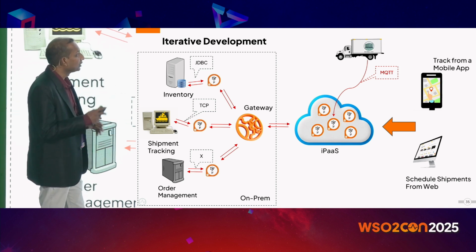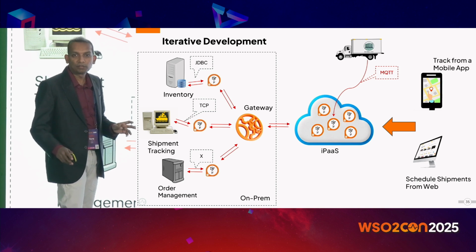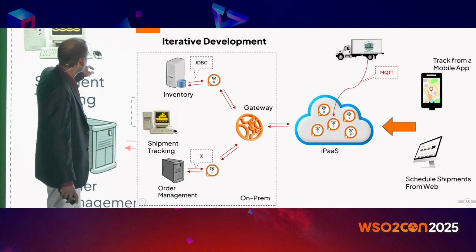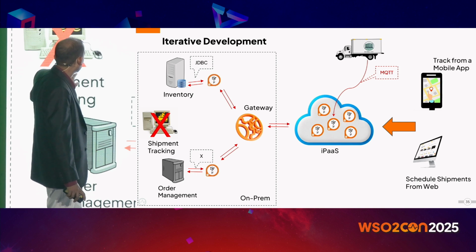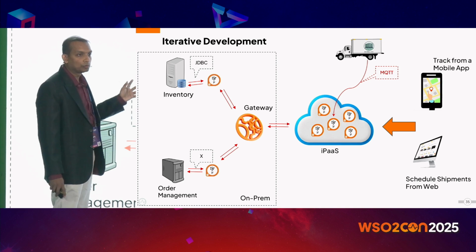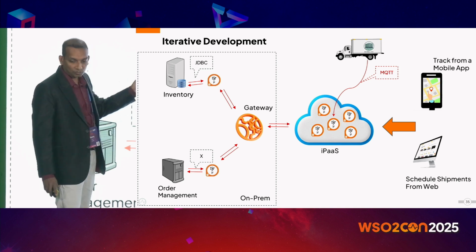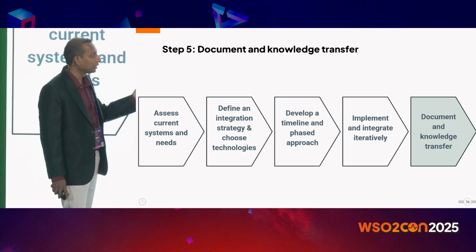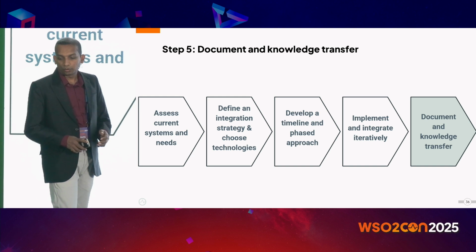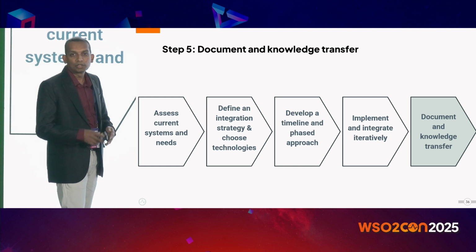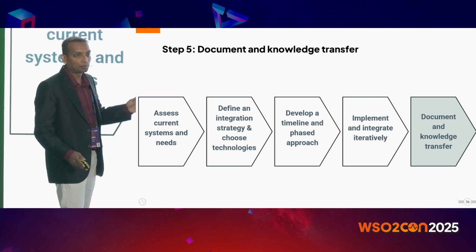Now we can keep these two systems running for some time and do all the testing. And finally, we can decide to get rid of the existing tracking system. Right, so we can remove it from the gateway, and we can remove all the services. And finally, we can get rid of the legacy system as well. So that is how we do a phased approach when it comes to development. And finally, the last step is about documenting and doing the knowledge transfer. Of course, we need to follow best practices and document everything and do the knowledge transfer so that this won't happen in the future.